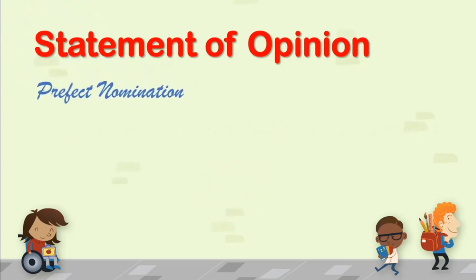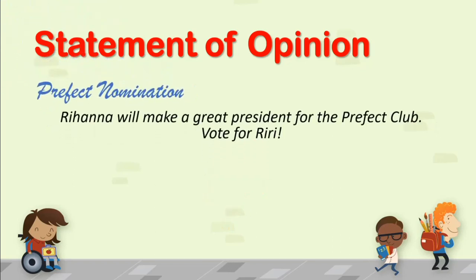Let's take a stance for prefect nomination. Rihanna will make a great president for the prefect club. Vote for Riri. Is the sentence taking a stance for or against? Thumbs up. Yes, it's for.